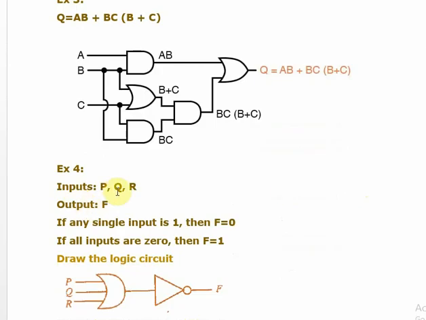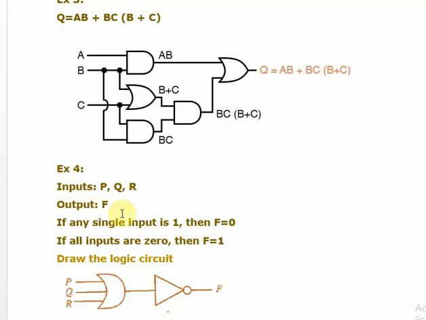Now here input PQR, output is F, but the asking is if any single input is 1, then F is 0. For any single input is 1, so that means OR gate, no? Right? If it is an OR gate, always for one single input you will be getting 1, no? So 1 or 0 is 1, 0 or 1 is 1, 1 or 1 is 1, 0 and 0 only you are getting 0. But any of the input F is equal 0 means that is not an OR gate. OR and not.